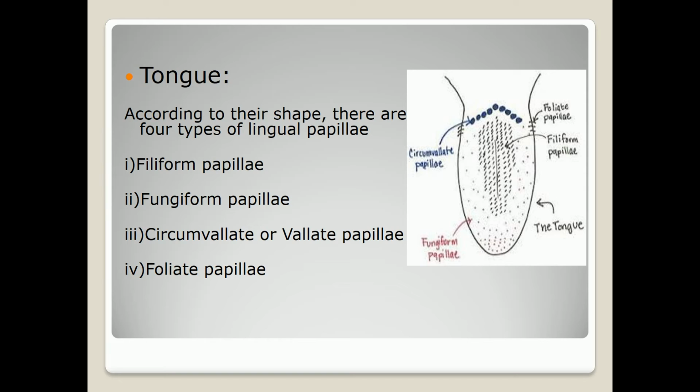Then the upper surface of the tongue, with its different parts. According to shape, there are four types of lingual papillae. These are the filiform, fungiform, circumvallate or vallate papillae, and foliate type. This shows the position of these papillae, where they are present. Here fungiform and here filiform. Then the circumvallate, present in a V shape. And here the foliate papillae, but they are absent or uncommon in human beings.